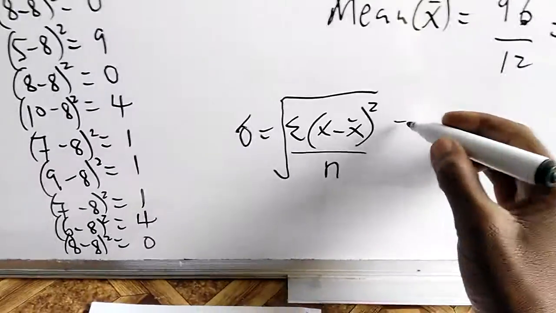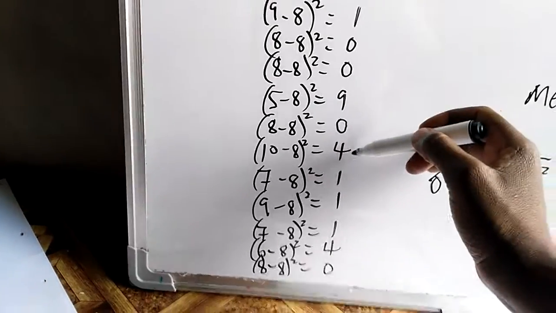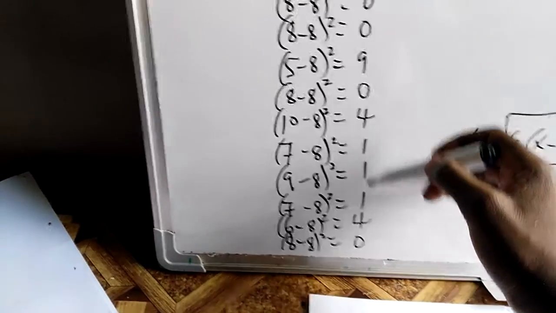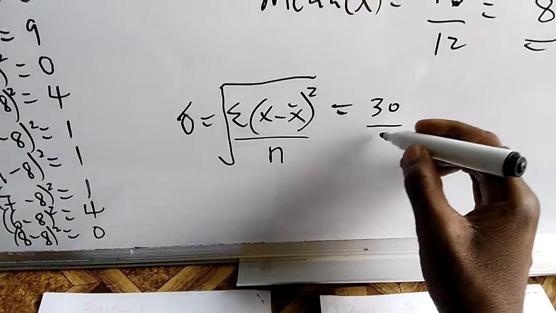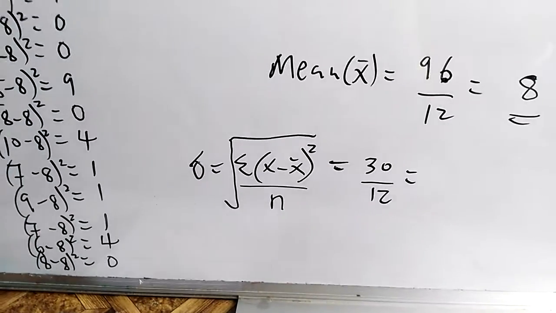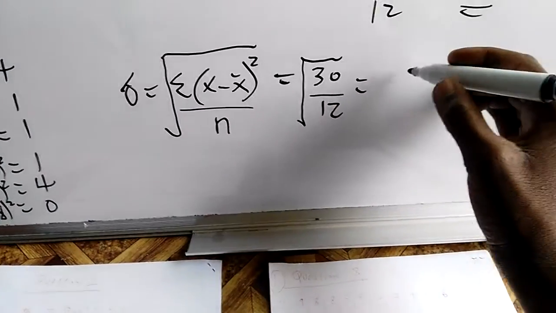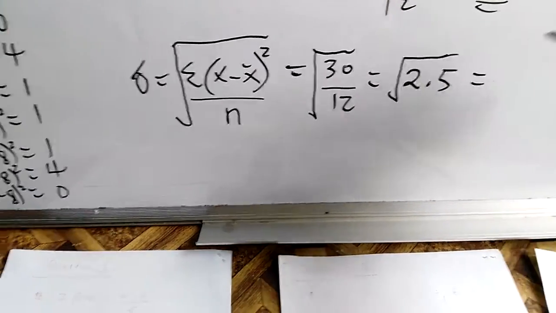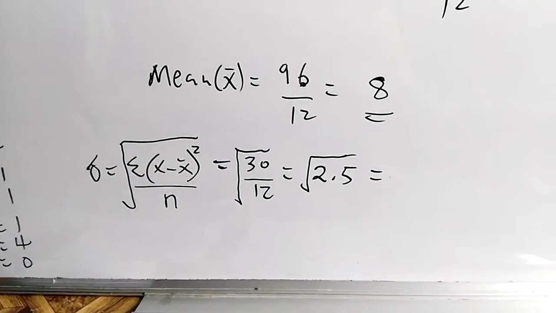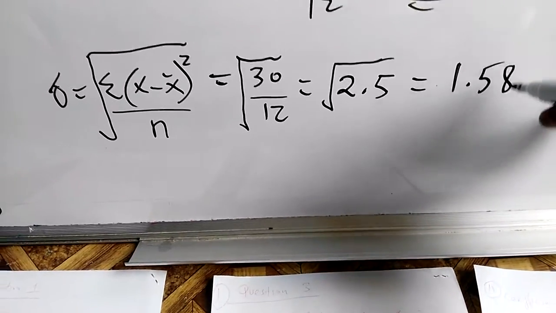And so the total of that, the total of 9 plus 9, 18 plus 1, 19 plus 4, 23 plus 3, 26 plus 4, 30. We'll have 30 divided by, there are only 12 numbers here. And so we want the square root of this. Don't forget. So 2.5 root. Okay. And so we'll have 1.58 as our standard deviation.